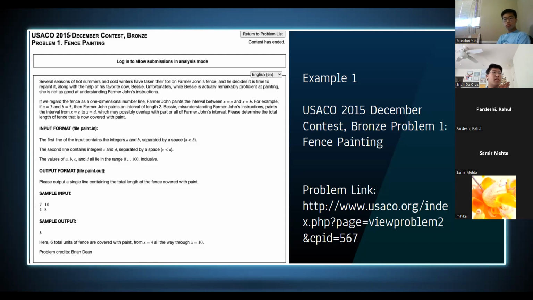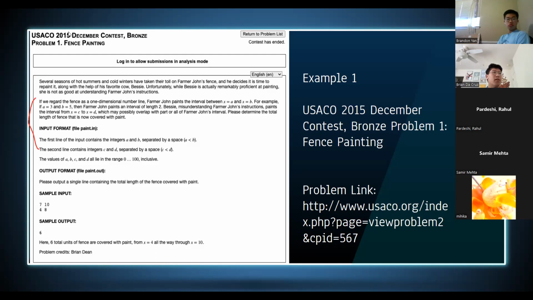I'll read the problem here. Several seasons of hot summers and cold winters have taken their toll on the fence, and Farmer John is going to repaint it with his favorite cow, who doesn't understand his instructions. Usually USACO will give you some kind of story or outline of where the situation came from. You don't really have to worry too much about it. So here's where the real problem starts.